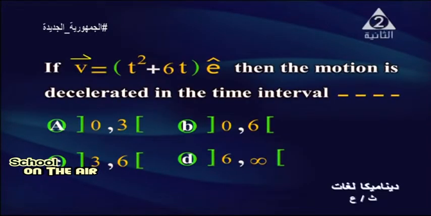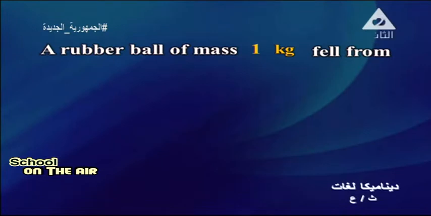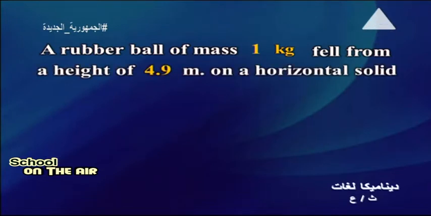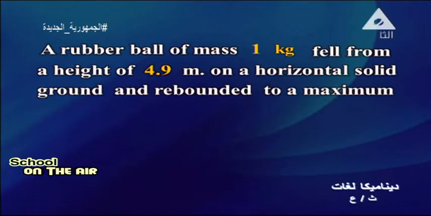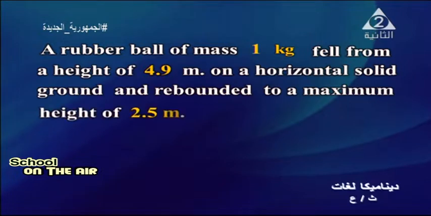Now we can choose letter C because the motion is decelerated in the open time interval 3 and 6. A rubber ball of mass 1 kilogram fell from a height of 4.9 meter on a horizontal solid ground and rebounded to a maximum height of 2.5 meter.